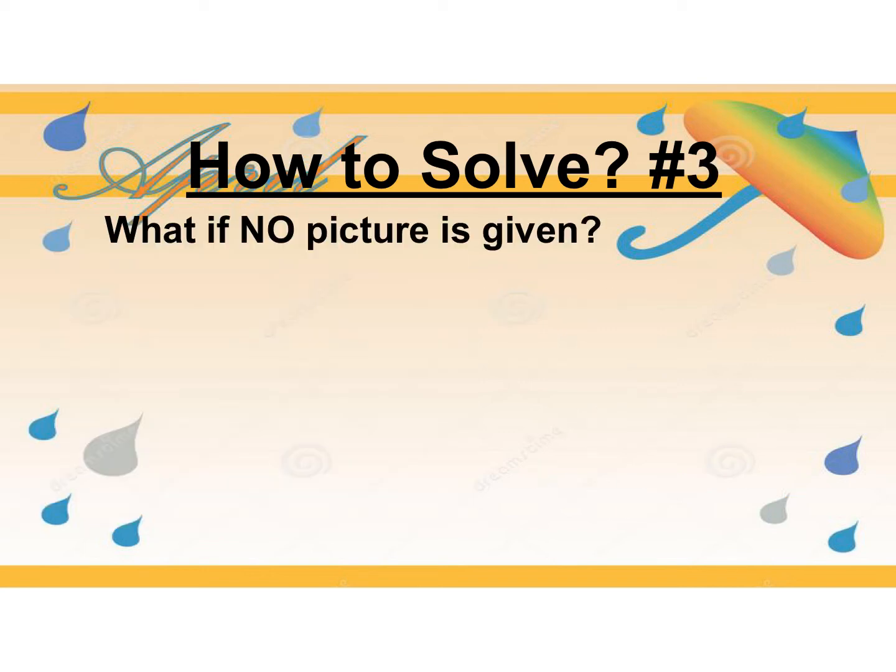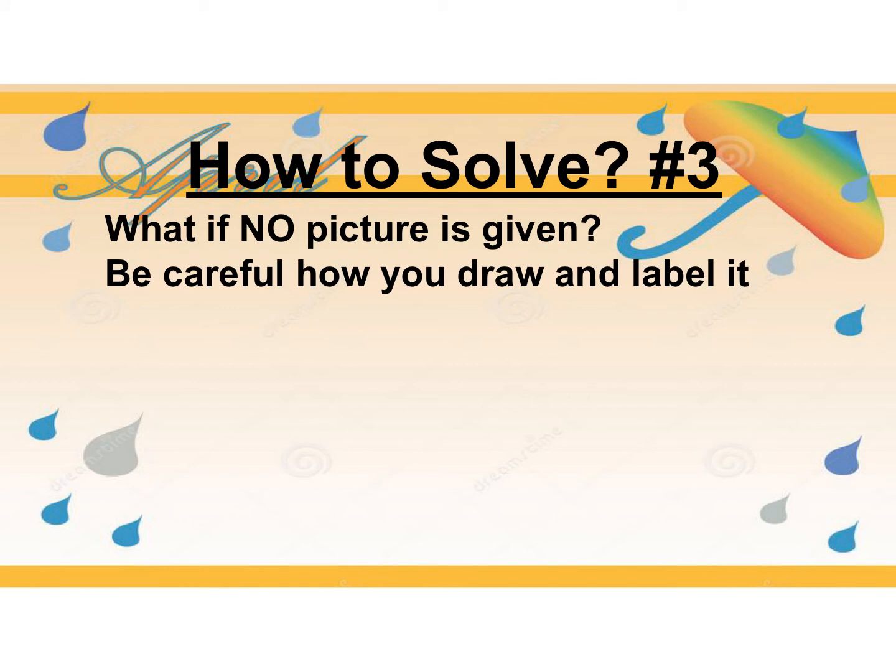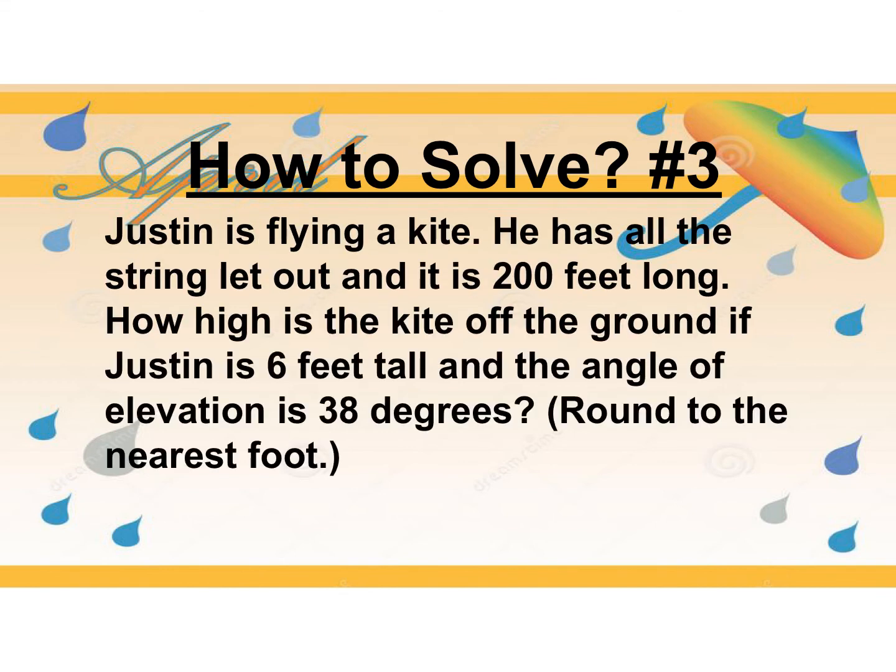So what if no picture is given? Be careful in how you draw it and label it. Make sure you're putting the angle of elevation or depression in the correct spot. So here we have Justin. He's flying a kite. He has all the string let out, and it's 200 feet long. How high is the kite off the ground if Justin himself is 6 feet tall and the angle of elevation at his hand is 38 degrees? And I'm going to ask you to round to the nearest foot.